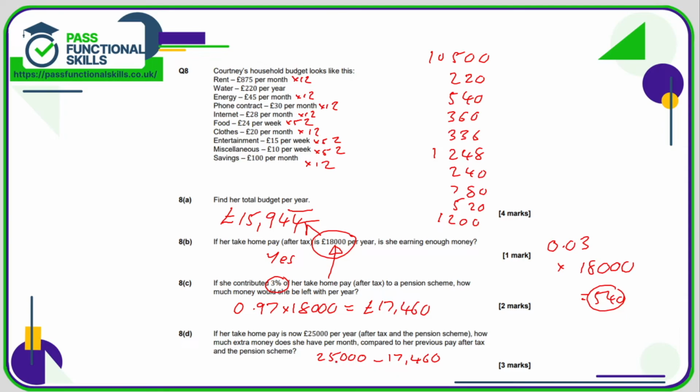And if we type into our calculator 25,000, take away the 17,460, it is 7,540, but really I don't care about what that figure is because all I'm going to do is divide it by 12. I'm only interested in what it is per month, and that comes to a total of £628.33.